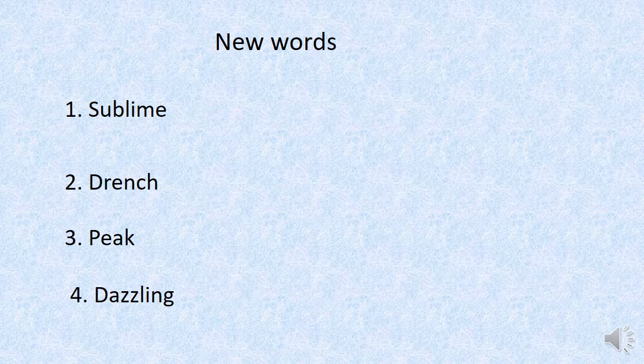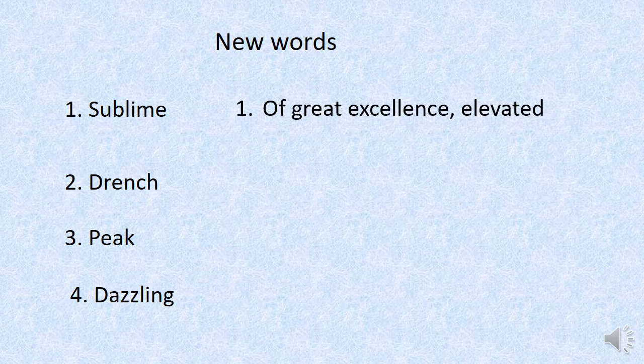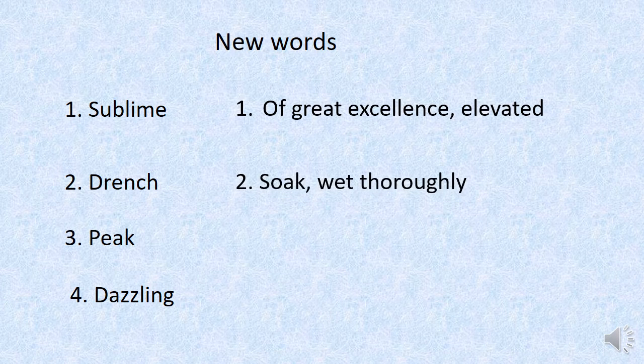Now, let's begin the lesson with some new words. Our first word is sublime. Can you guess what's the meaning of sublime? It means of great excellence, that is elevated. Our second new word is drench, and the meaning of drench is soak or wet thoroughly.